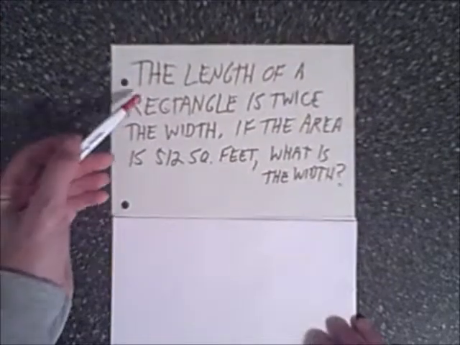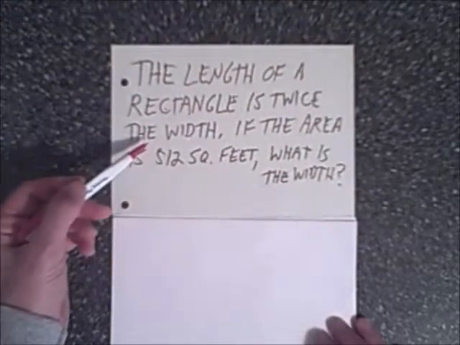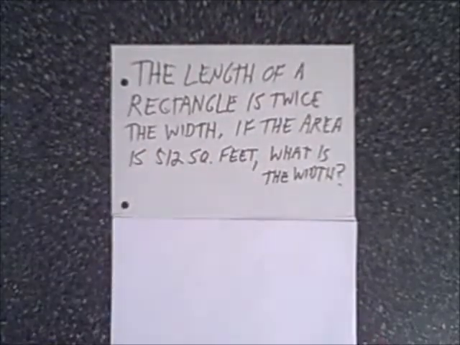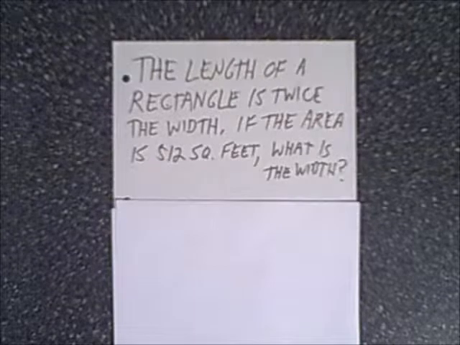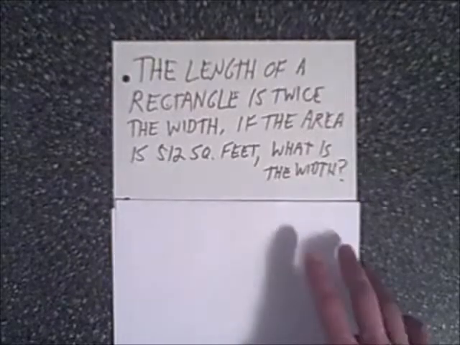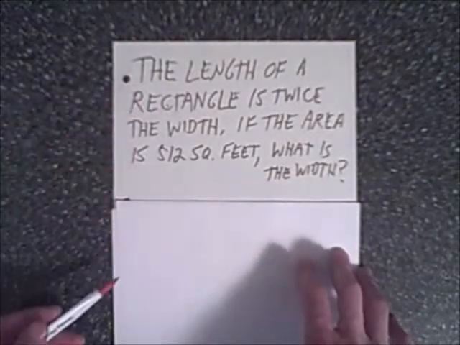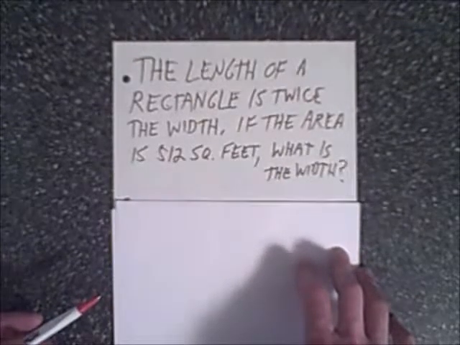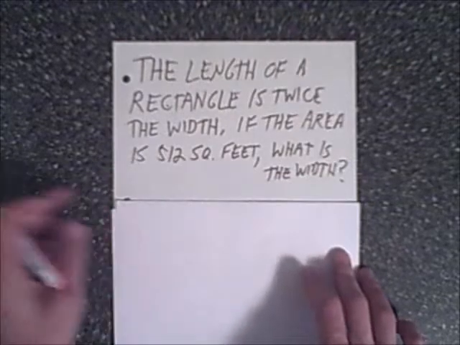Okay, we have the length of a rectangle is twice the width. If the area is 512 square feet, what is the width? Okay, pretty straightforward. The trick to doing these really is, again, look at each phrase and start labeling things, writing down variables, and even draw a picture. And formula will help as well.